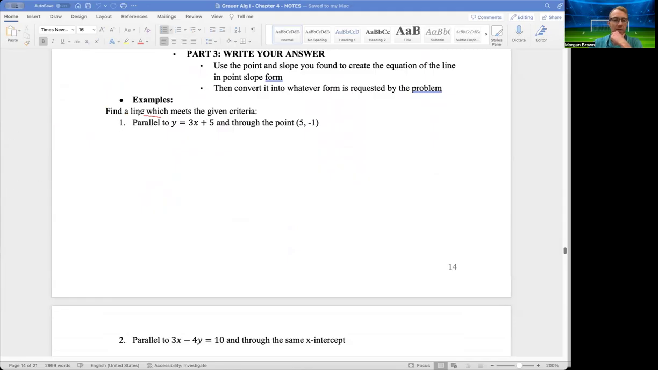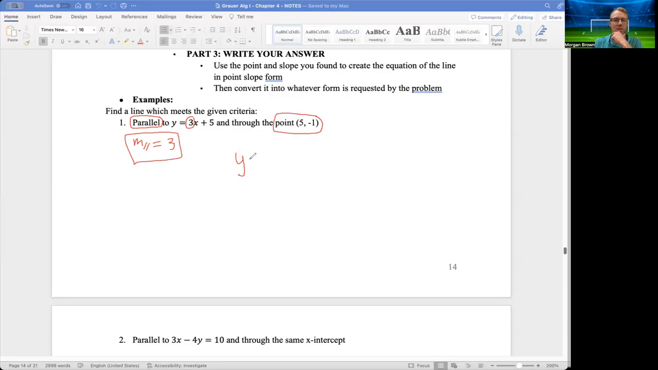Find a line that's parallel. Okay, so that means the same slope. So m parallel is going to be the same slope as the line that we have. And the line they have is in y equals mx plus b form. So we can see the slope is 3. So parallel to 3 is just 3. So we know that our slope is going to be 3, and it has to go through the point 5, -1. So this is the easiest possible problem you can get. We know the slope, we know the point, we can already just write the answer.